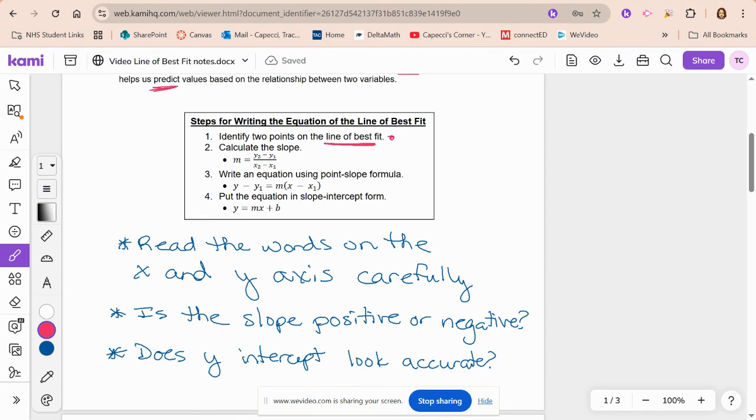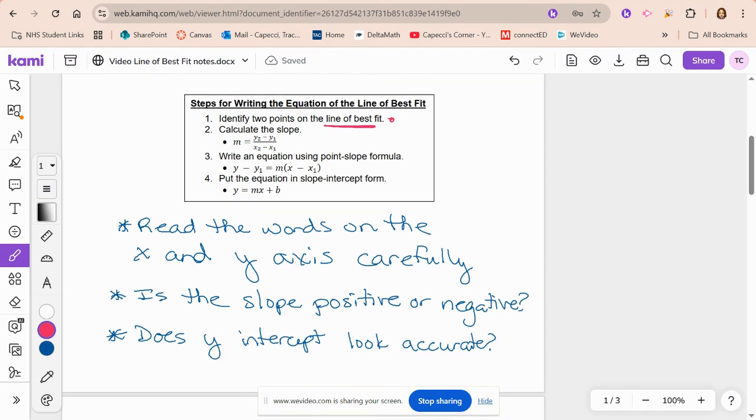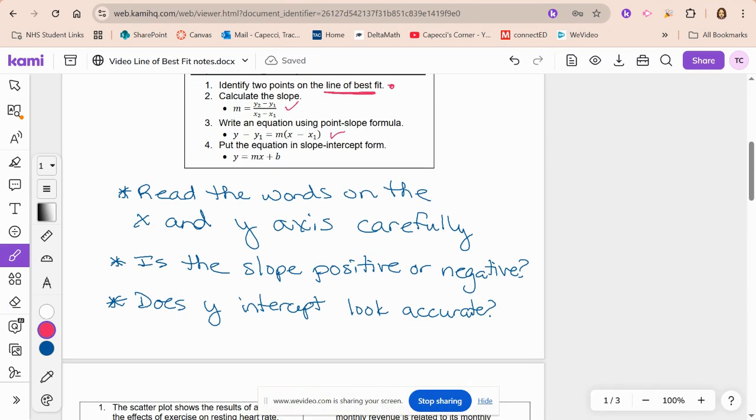Not just picking points. Look at the line. We're going to find the slope, and then we're going to use point slope form to find an equation, and we're going to put that in slope intercept form, and then we're going to use that line to predict.